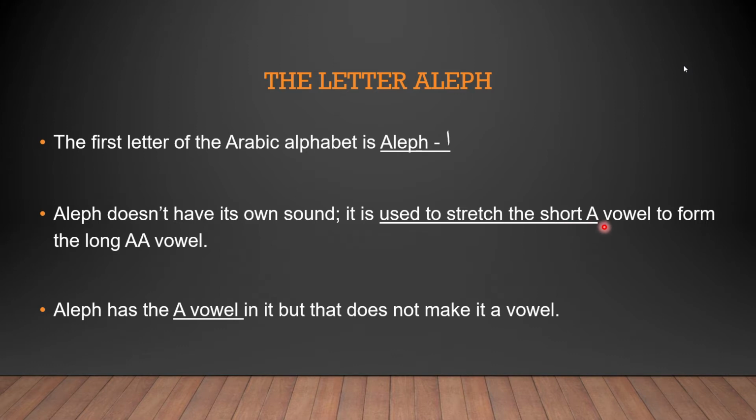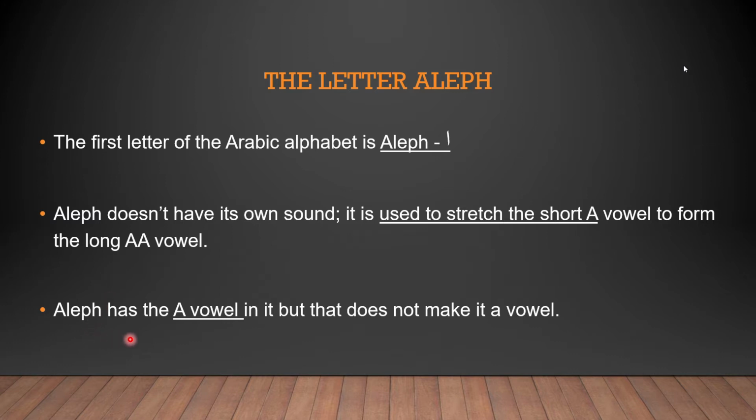So the short A vowel sounds like this. This is not an alphabet, this is just a vowel. But the alphabet alif has the sound of ah. So this is the sound of alif, and this is not the sound of alif.